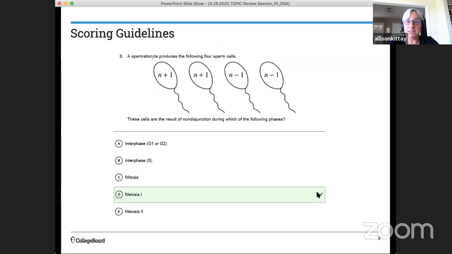All right, the correct answer is D. Meiosis 1 would produce this non-disjunction, or the failure of those homologous chromosomes to separate. And as you can see, what results is an incorrect number of chromosomes in those gametes, and that is called an aneuploidy. You either have too many or too few in the resulting gametes.